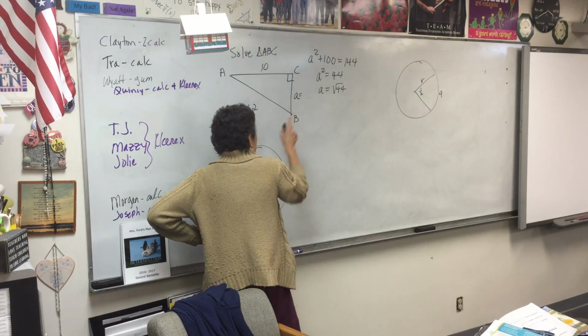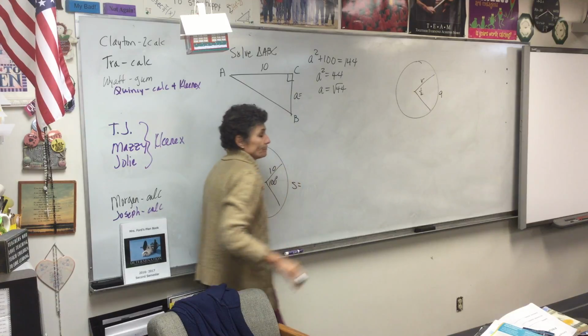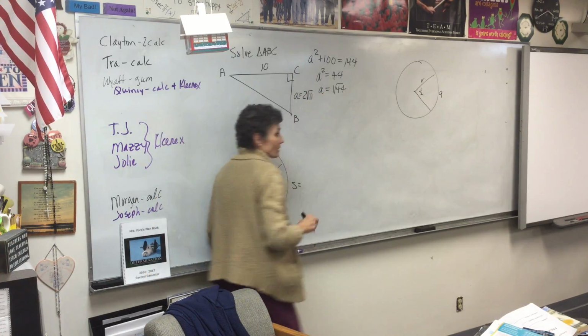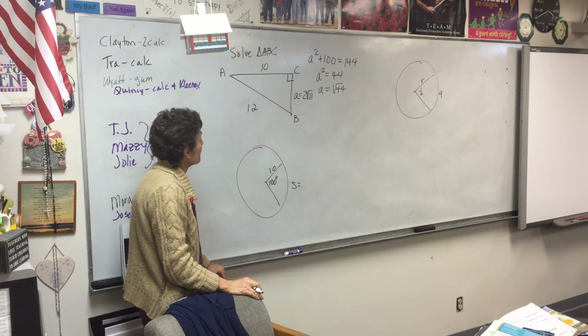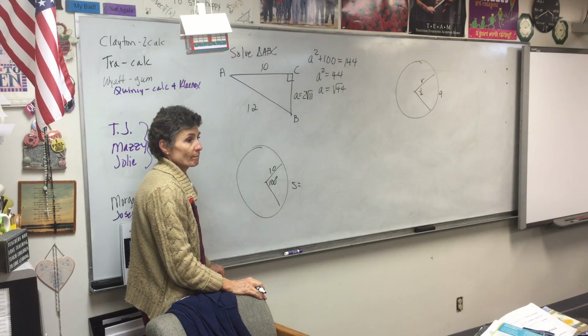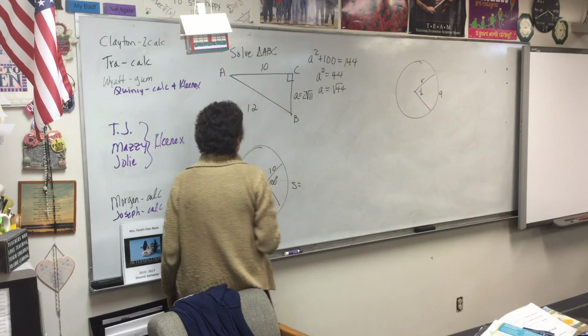I want to simplify the radical. 6.633. 2 root 11. Thank you. Okay. Now, what else am I missing? The angles. I'm missing the 2 acute angles.